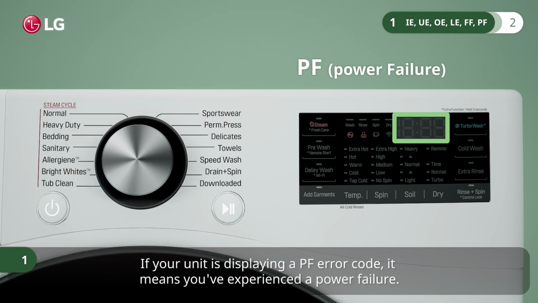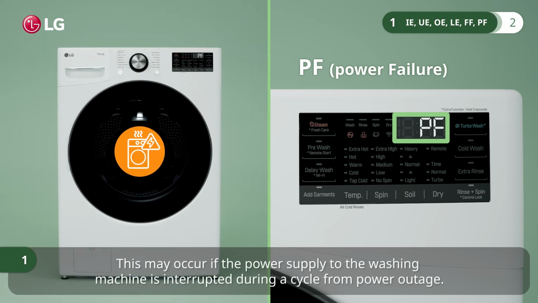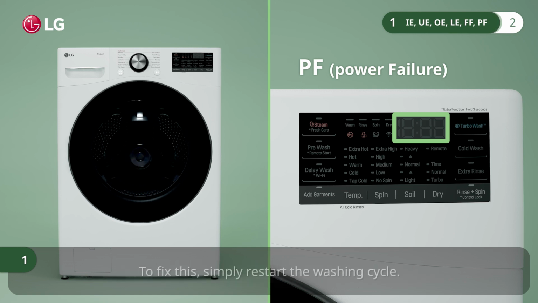If your unit is displaying a PF error code, it means you've experienced a power failure. This may occur if the power supply to the washing machine is interrupted during a cycle from a power outage. To fix this, simply restart the washing cycle.